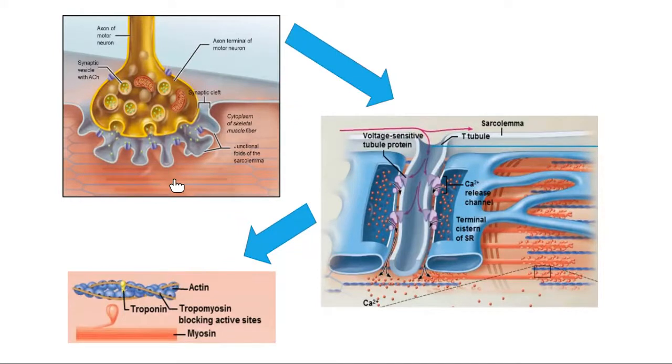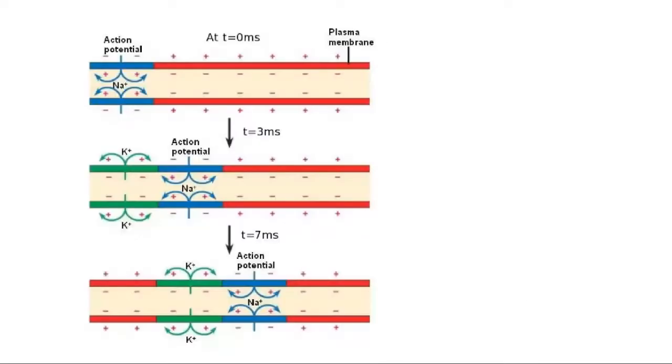I need everywhere to contract, and the way that I'm going to do that is by using something called an action potential.